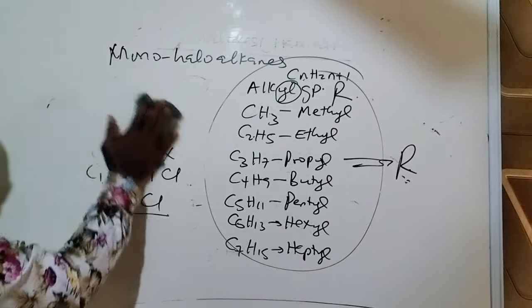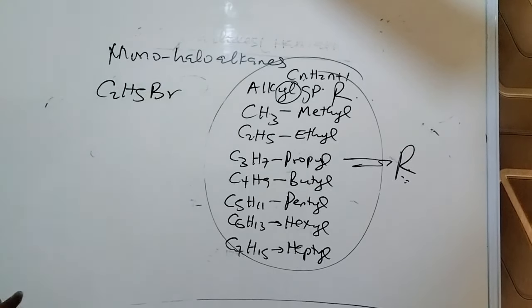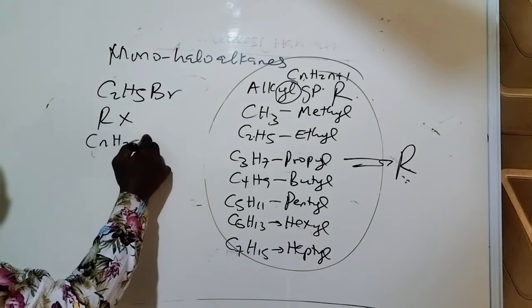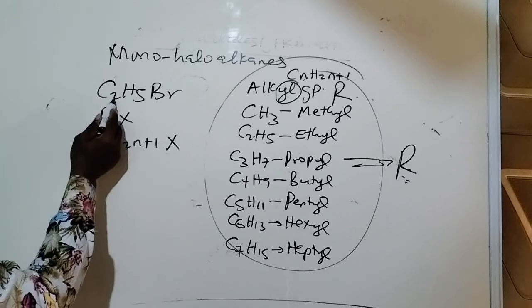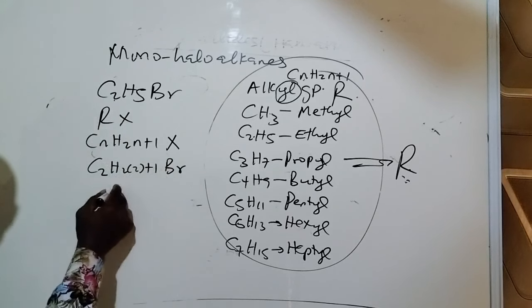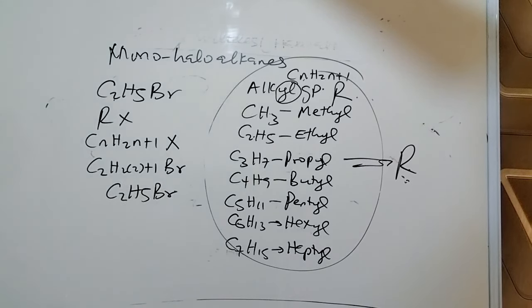So if I use the second member, perhaps C2H5, and I put bromine, this is called bromoethane by IUPAC, and ethyl bromide by common name. Or I go by the general formula RX. In this one, carbon is 2, and I have C2H2 times 2 plus 1. Then bromine comes in. This becomes C2H5Br, called bromoethane, or the common name ethyl bromide. So that is it. We have introduced the mono substituted haloalkanes.